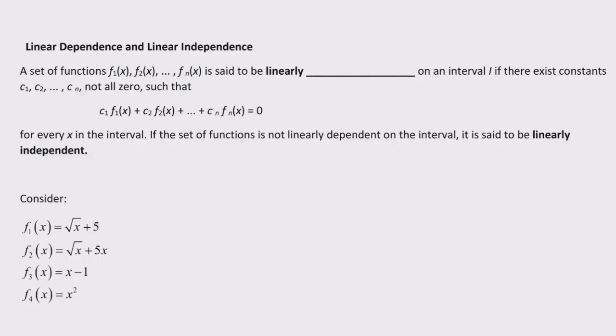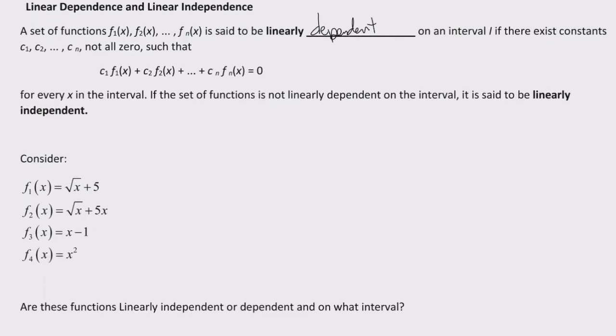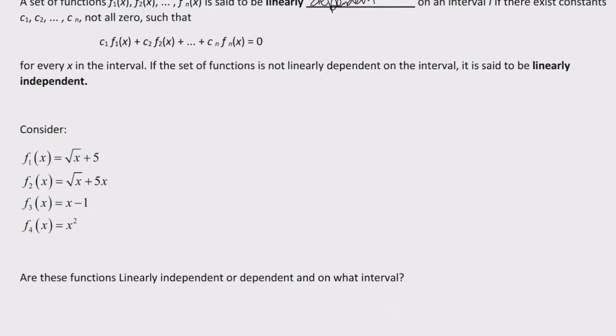Okay, dependence and independence. A set of functions is said to be linearly dependent on an interval if there exist constants that are not all zero, such that you can write a linear combination of those functions equal to 0 for every x on the interval. If a set of functions is not linearly dependent on the interval, it's said to be linearly independent. Okay, so what does that mean necessarily?